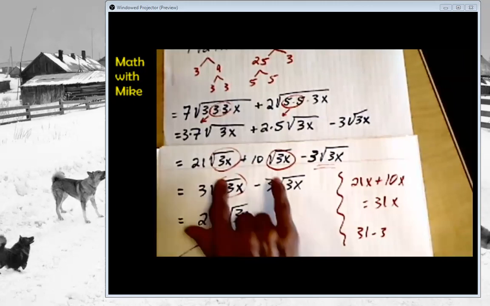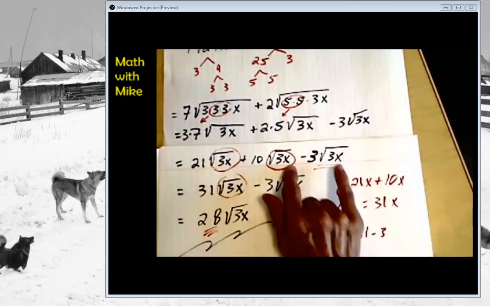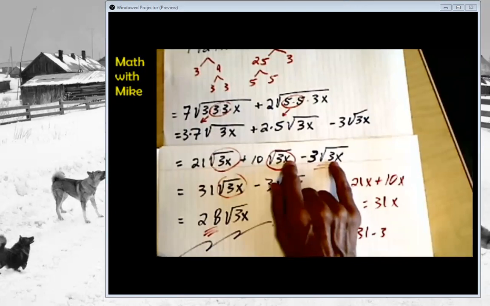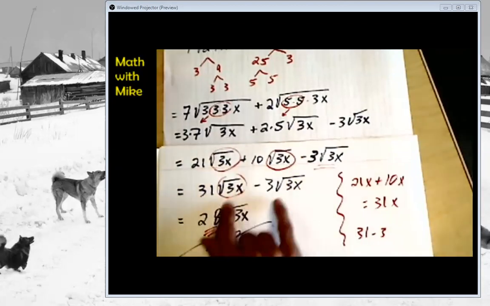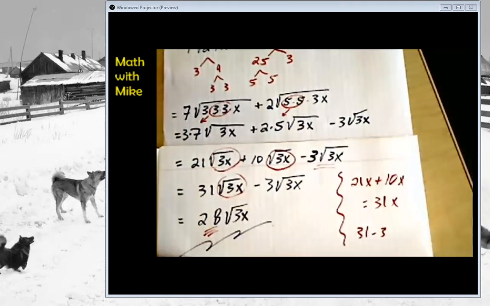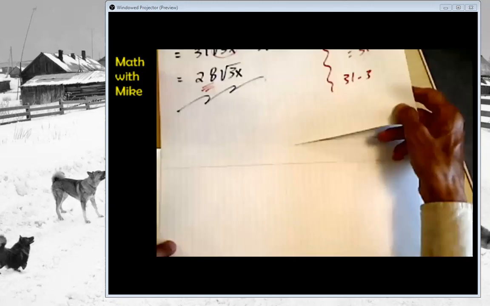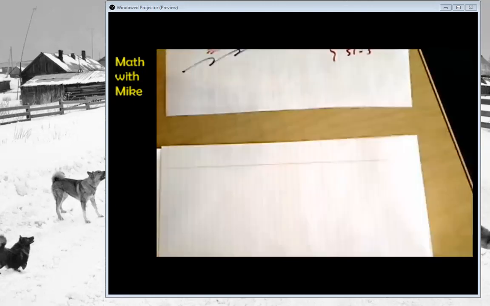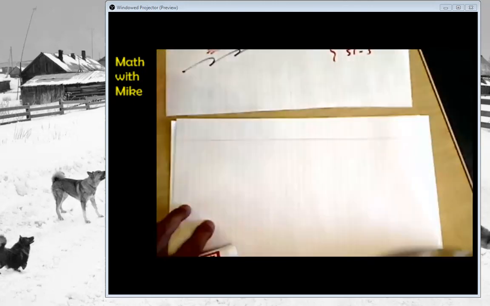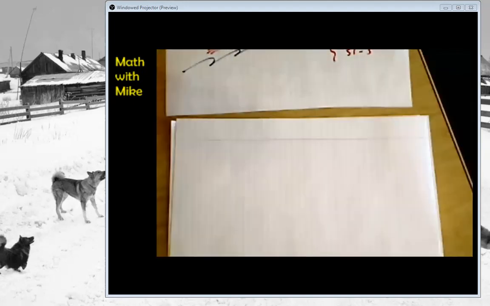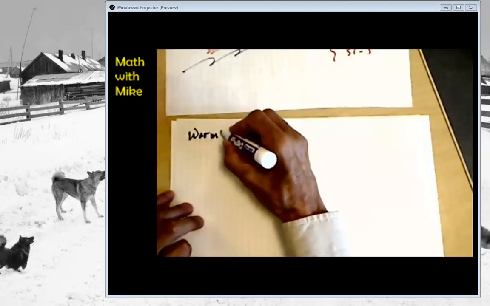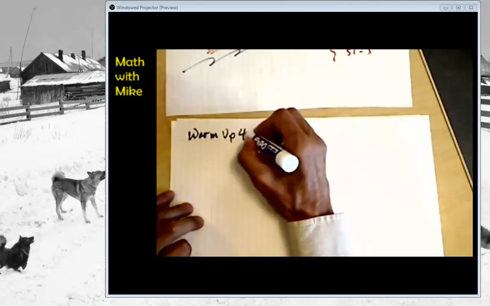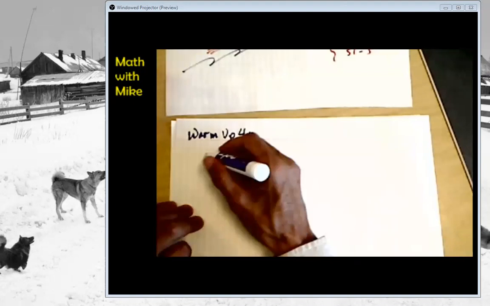Yeah, the inside has to be exactly the same. Otherwise, it'd have to be the same in order to combine them. If they're different, they just don't combine. So watch, I'll just show you here. If you had, I guess this is mini warm up 4, but I'll just do it for you.